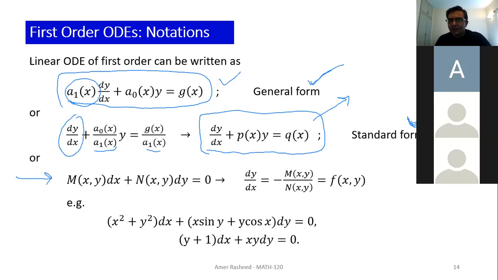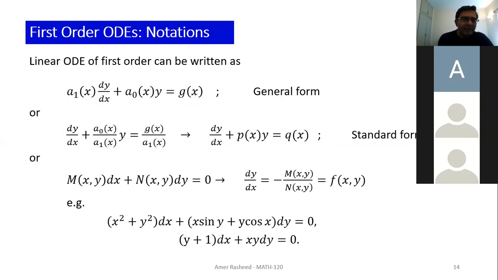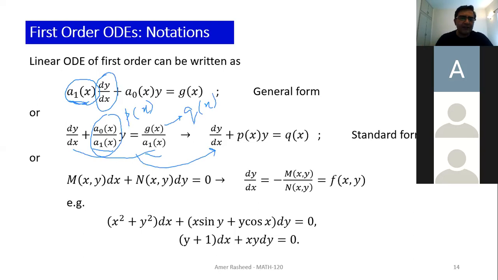Yes, there is a question. Standard form is what? You just divide the whole differential equation by the coefficient of dy by dx. Divide by the coefficient of dy by dx, you get this. Now we call this function p of x, and this function q of x, so we can write the whole differential equation in this form. I hope you got it.